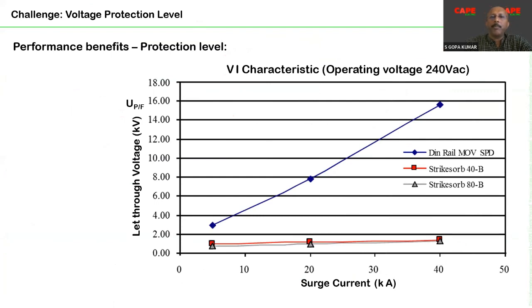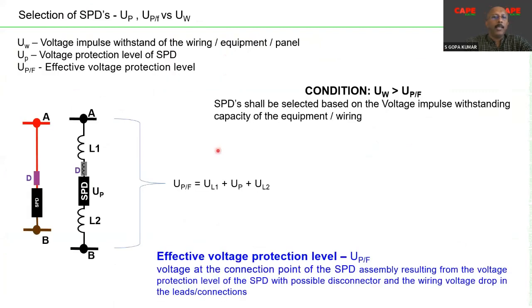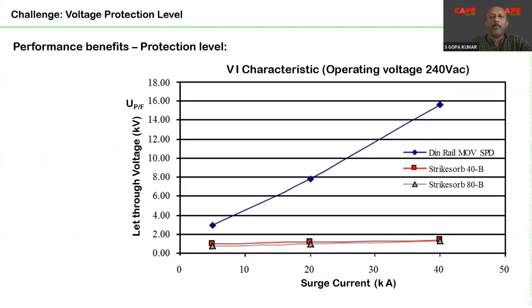Let me show that picture again. Here, the effective protection means the actual voltage between point A and point B. It consists of the protection level of the SPD, the voltage drop on the connecting wires, and the voltage drop on the backup fuse, which is nothing but the extra fuse which you are going to install in your line. So all these things are affecting the ultimate voltage which is going to stress your equipment.